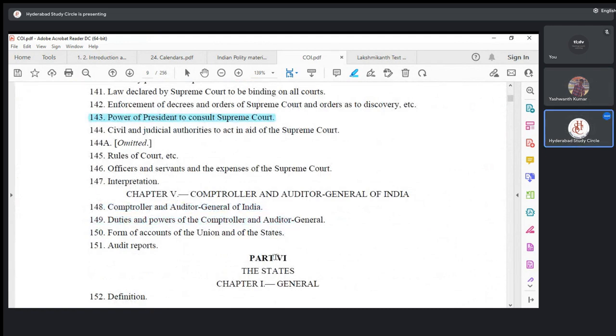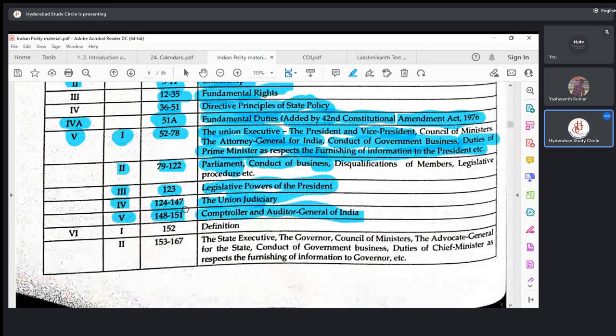Article number 148, Auditor General of India. Okay? What is comptroller? Comptroller means who takes care of the finances of the government. Comptroller means he is a financial officer of the government.